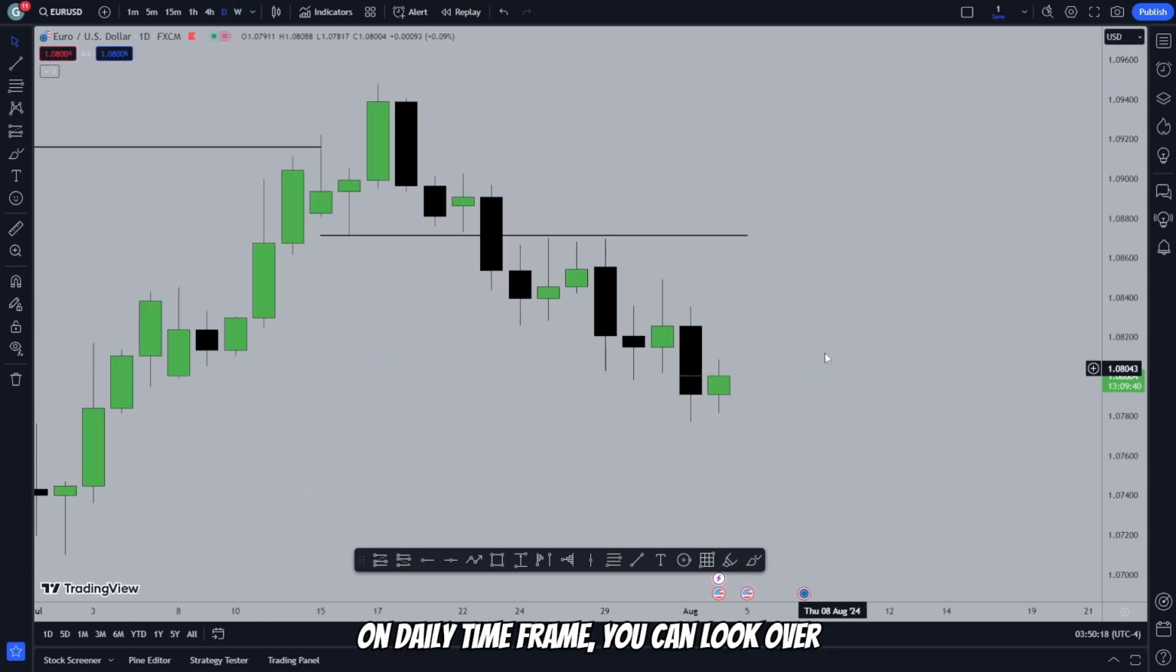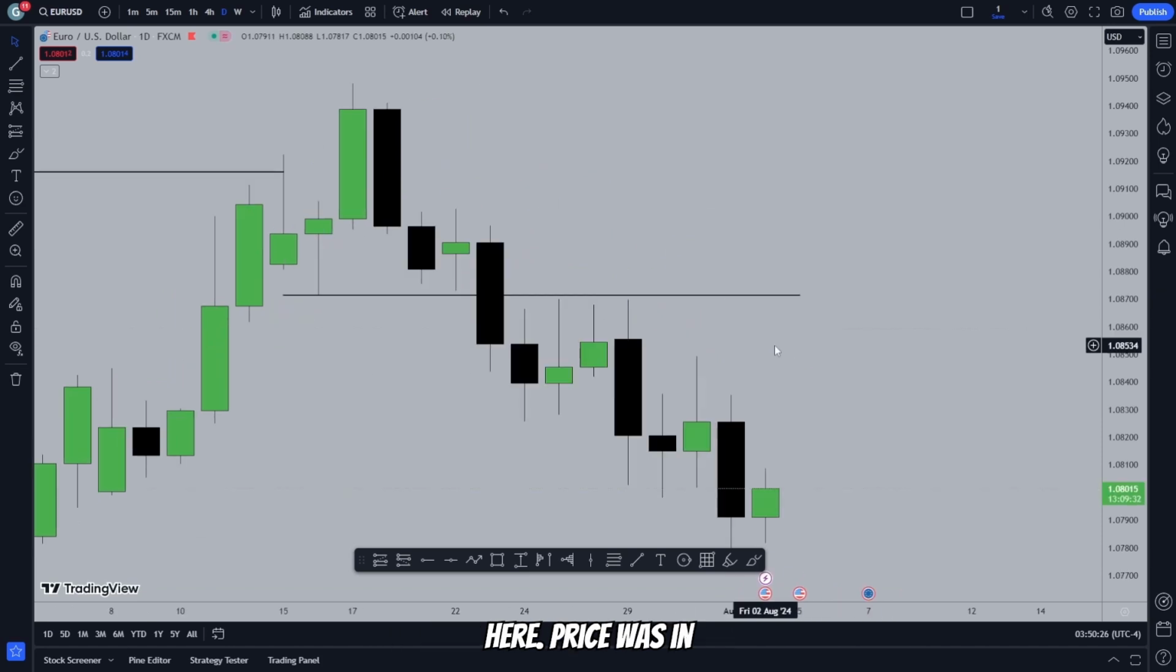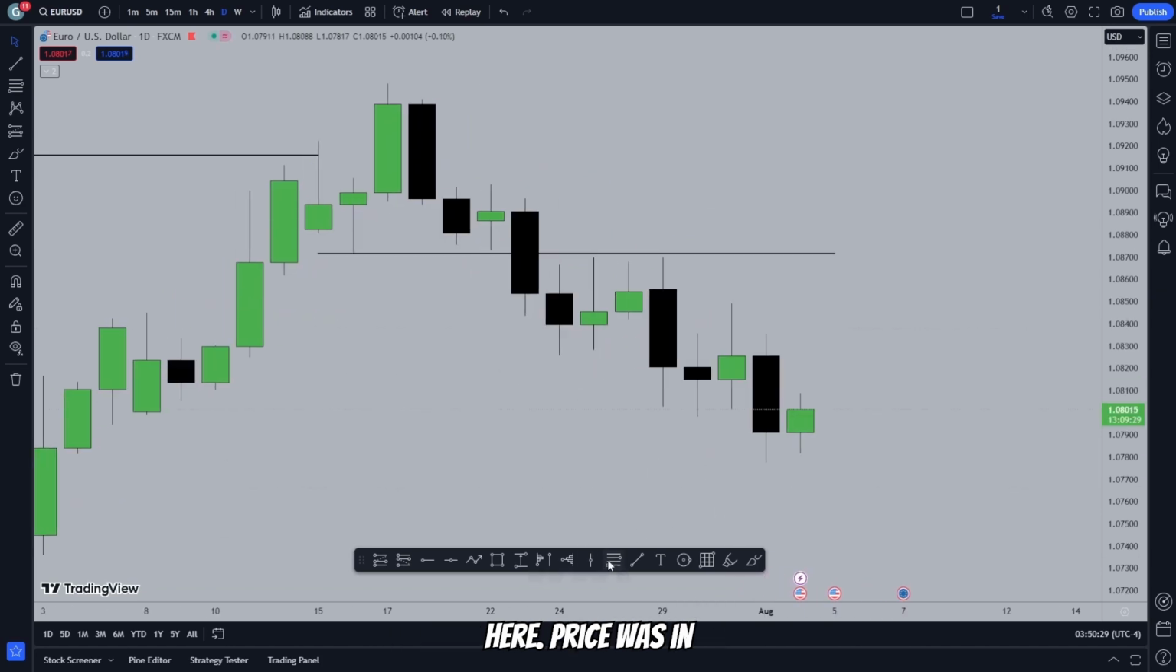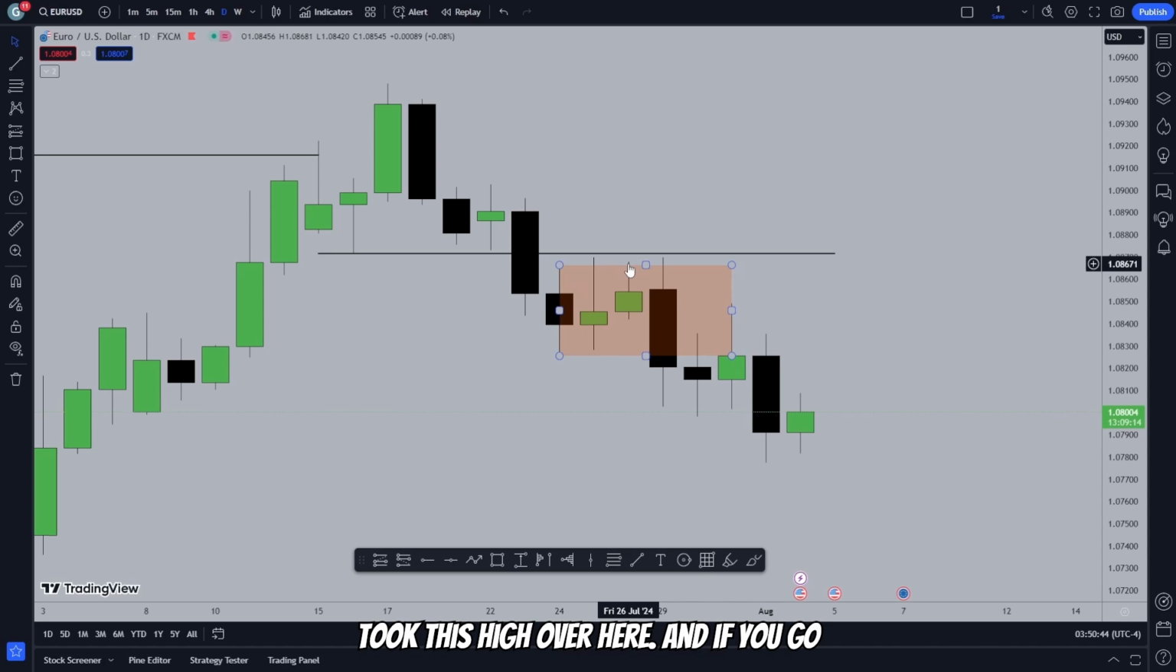Now if you go on the daily time frame, you can look over here that on Monday it went up to this high. Price was in this candle's range over here. It took this candle's high most of the times, but the bodies of the candles didn't close above it. On Monday, price went up and took this high over here.